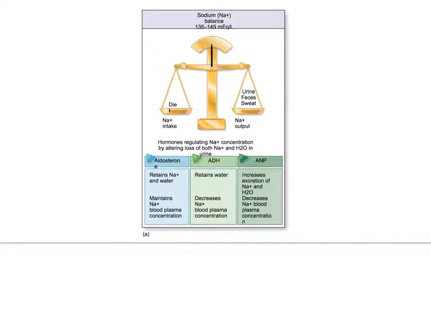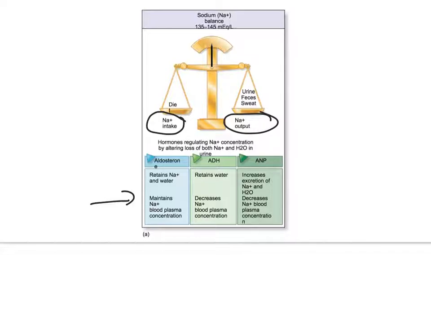Now if we look at this, this is the way the book has it organized, and I'm trying to use these pictures because it does summarize it. These balances are set up by where you're getting it, where it's coming from, so intake; how it's leaving the body, so the output; and then how it's regulated. That's how these images are broken down, and it summarizes it all pretty well.